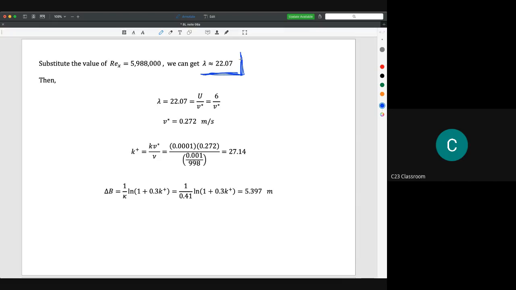And after we know lambda is 22.07, we could substitute into this equation. Lambda is equal to U over V star, and U is 6 meters per second. U is the free stream velocity. And then we could get the V star here. It is around 0.272 meter per second. And then we also could calculate the value of k plus. So k plus here is the coefficient for the sand roughness.